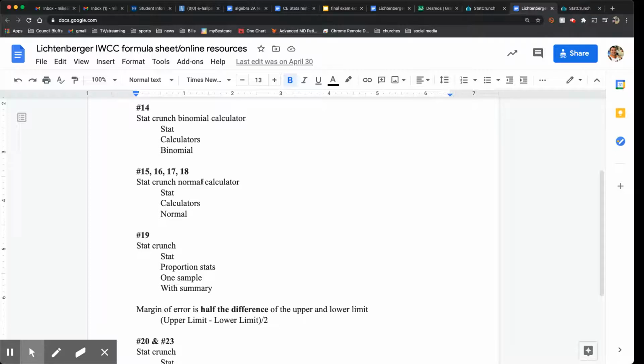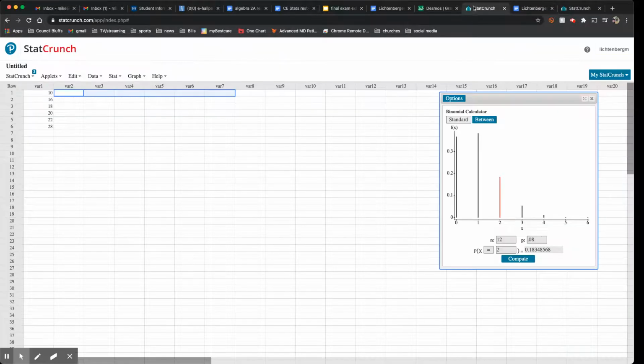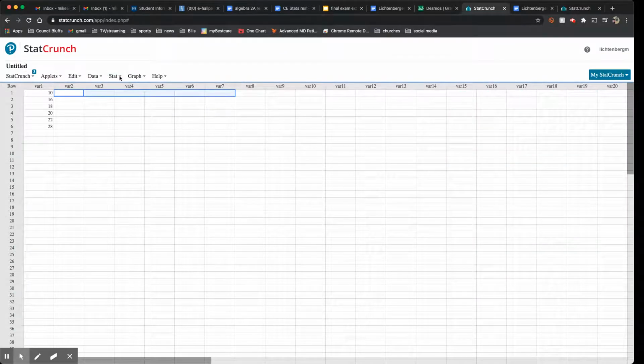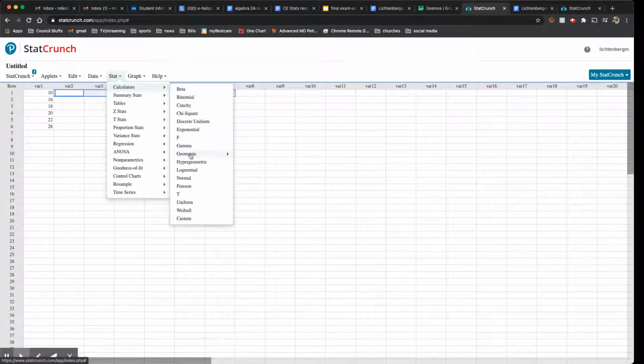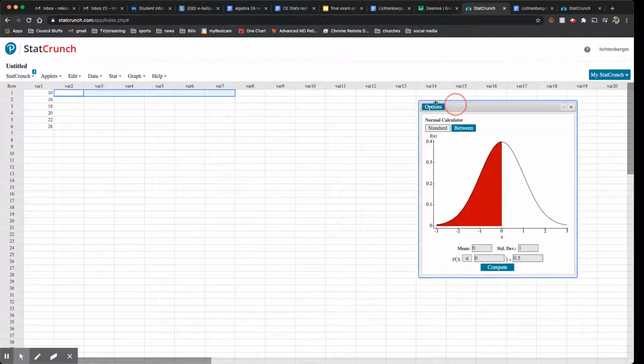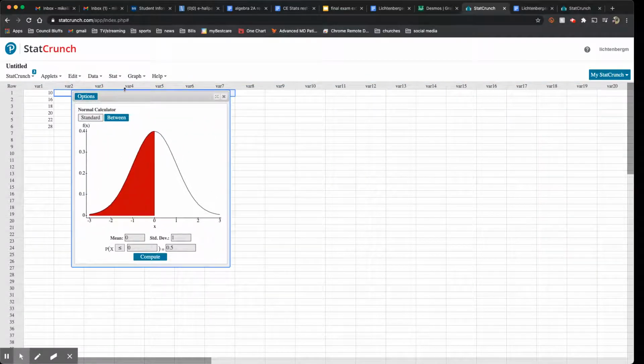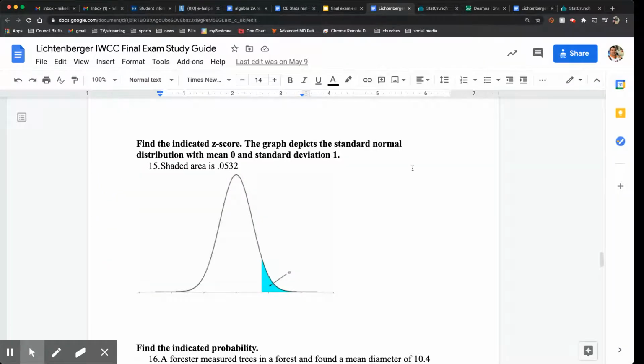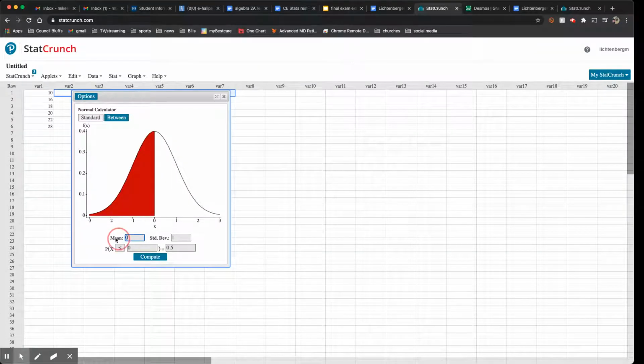15, 16, 17, 18, we're going to use the Statcrunch normal calculator. So on Statcrunch, if I go to Stat, Calculators, and Normal, this is what we're going to use for the next 4 questions, 15 through 18. Okay? So find the indicated z-score. The graph depicts the standard normal distribution with mean 0 and standard deviation 1. So mean is 0, standard deviation is 1.